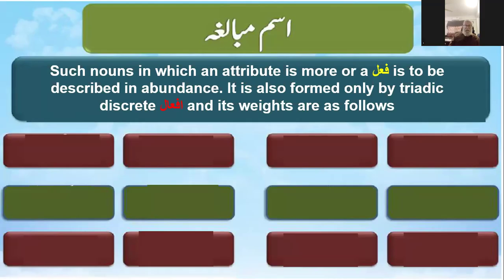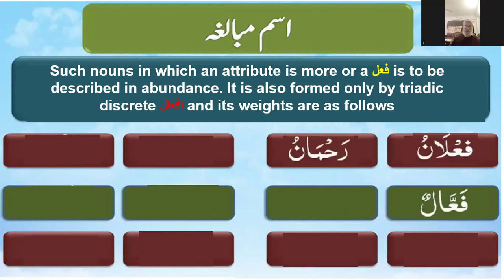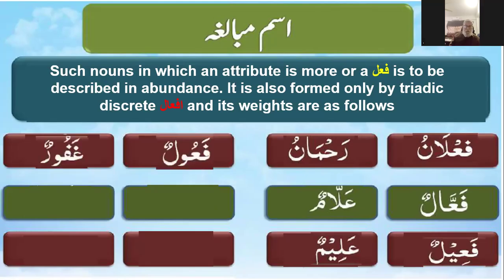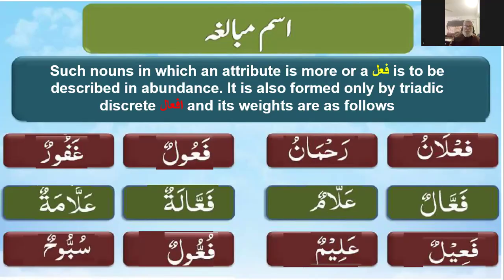So the isme mubalgha now. Such nouns in which an attribute is more, or a doer is described in abundance, are also formed only from the triadic discrete verb, and its weights are as follows: fa'lanun, rahmanun; fa'alun; a'lamun; fa'ilun, alimun; fu'ulun, ghafurun; fa'alatun, alamatun; fu'ulun, sabun. They all are isme mubalgha patterns or weights.